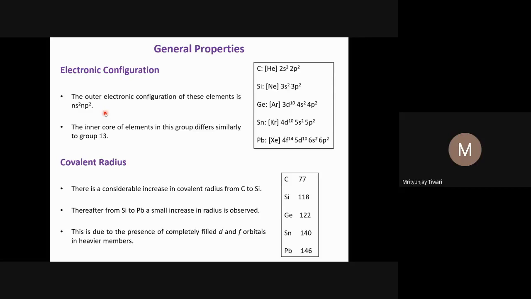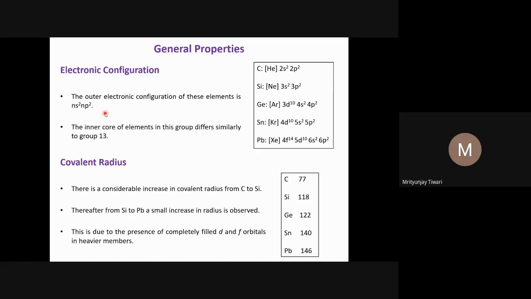So the minimum oxidation state is -4. Now covalency one cannot say is minus, so the oxidation state is -4, and covalency would be 4 only.